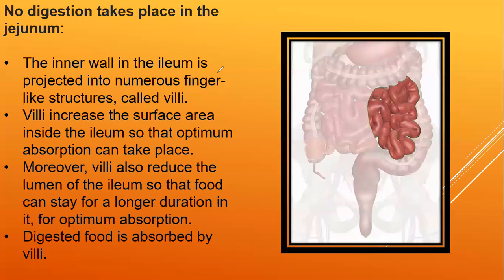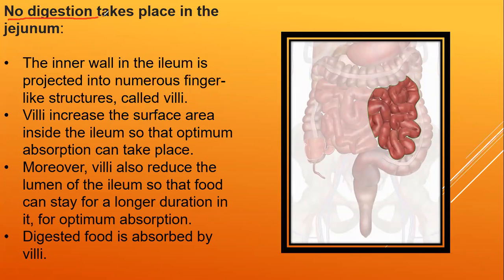The major part of digestion takes place in which part of the small intestine? Duodenum. Exactly. Listen carefully. You all need to score very good marks for your board examination, so I will repeat it. The major part of digestion takes place in the duodenum. Duodenum is the first part of the small intestine.